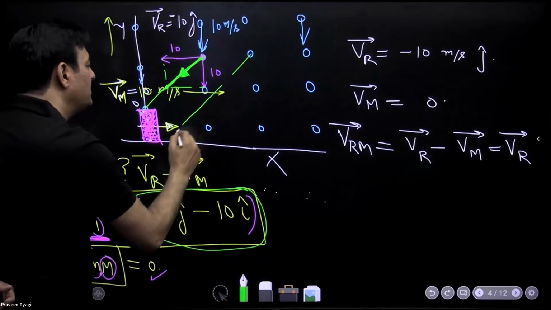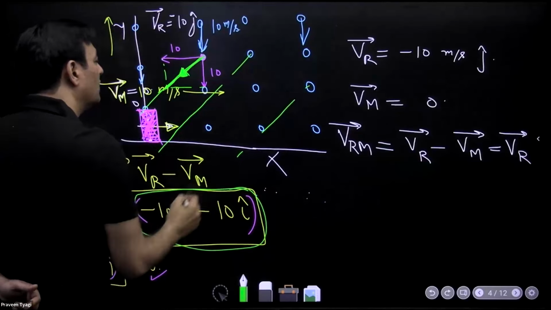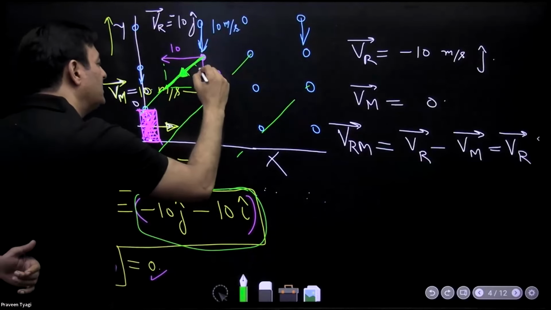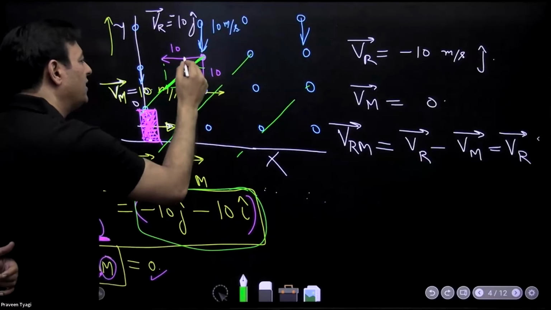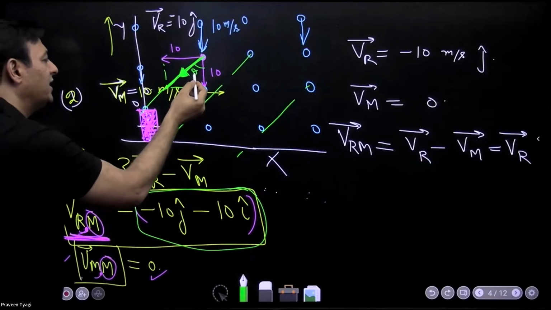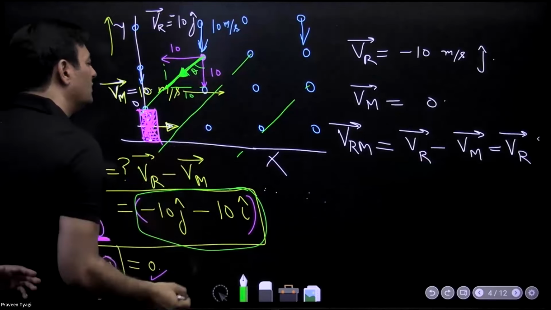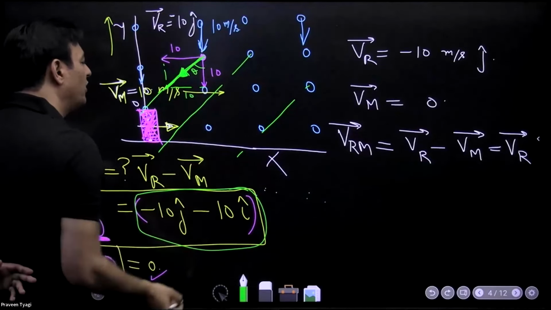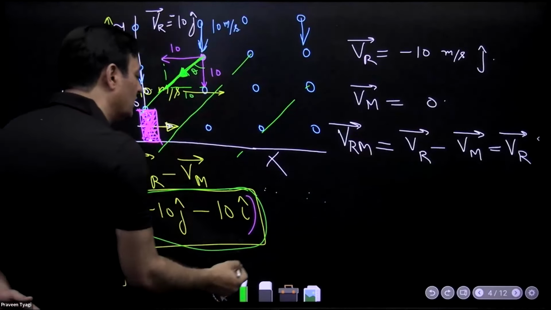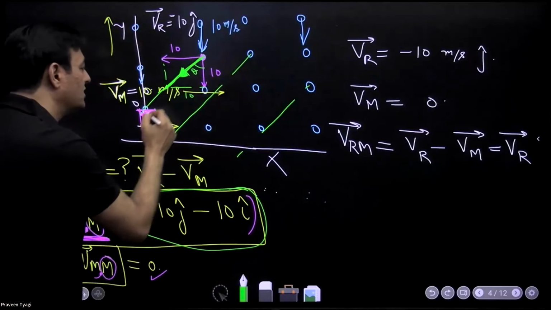Every raindrop will look to him like it is falling this way. Now, what will be this angle? This angle theta will be 10 upon 10, which is 1. Tan theta is 1, so theta is 45 degrees. So he will find the raindrops are falling along this direction.